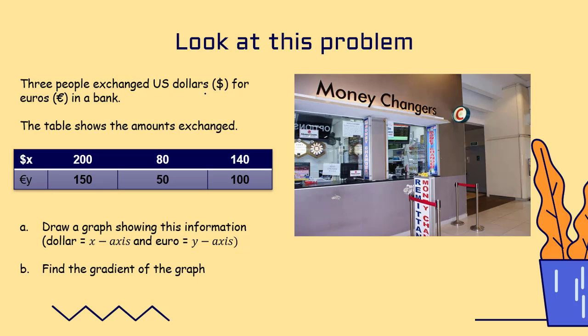The question is, three people exchange US dollars for euros in a bank, and it is shown in the table. You can see the table, where x represents dollars and y represents euros, and you can see the numbers. For the first question, you have to draw a graph showing this information. Dollars are represented on the x-axis and euros on the y-axis. And for the second question, you have to find the gradient of the graph.